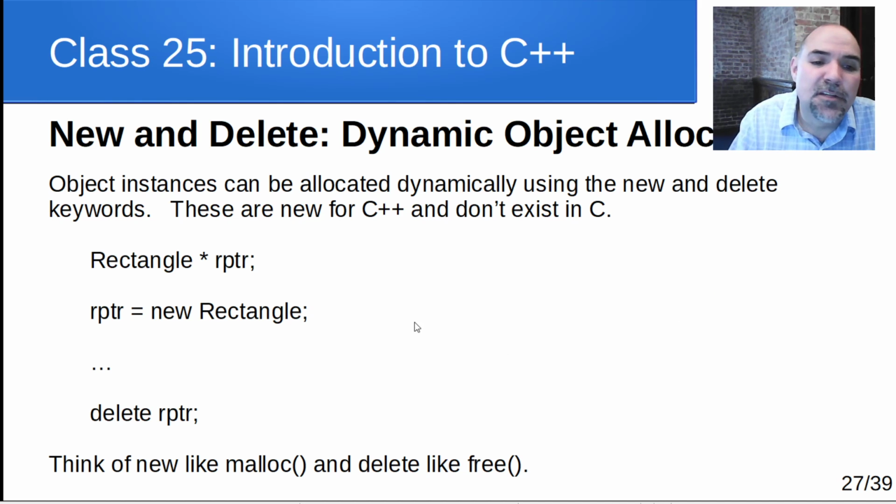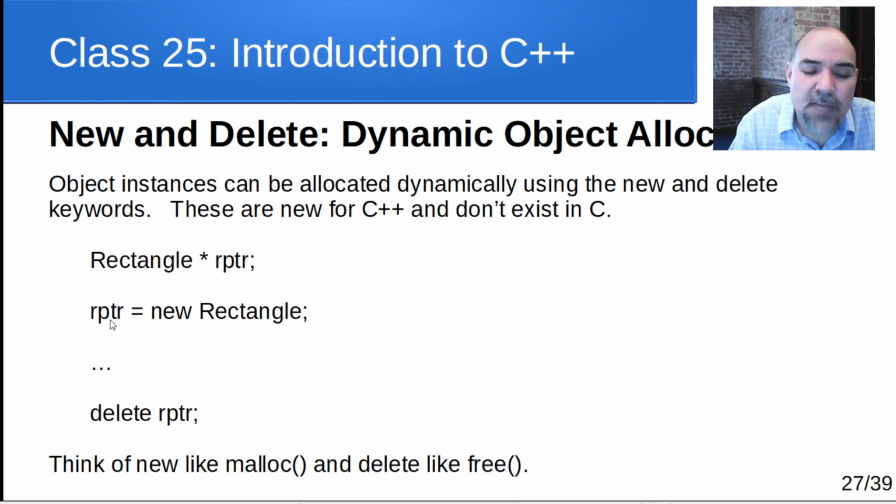So here's an example of that. Rectangle pointer RPTR. So we have a thing that can hold an address of a rectangle, and then up here we can set that pointer equal to a new rectangle. So notice, rather than using malloc and having to pass things in, where we pass in the size, and we have to cast the void pointer to the right type when it returns from that, we can just say, hey, make a new rectangle, and that'll create a new one of those.